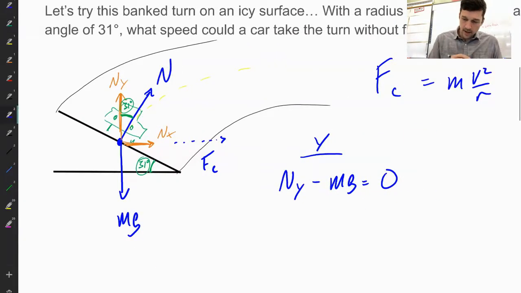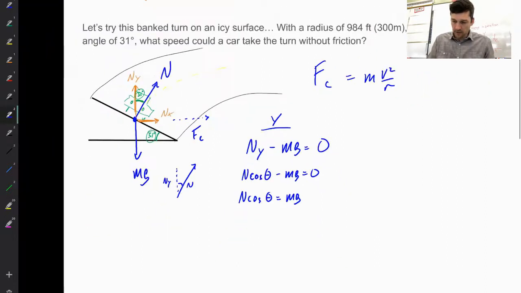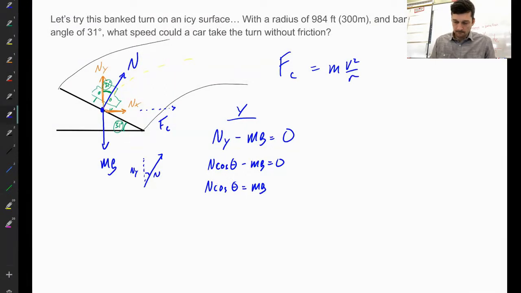So that tells us that the normal in the y direction is going to be the adjacent side of this normal force. Normal that way, normal y, angle here. So that means that the normal force times the cosine of the angle minus mg equals 0. So N cos theta equals mg. We'll plug in some values shortly. Oh, let's plug it in now.